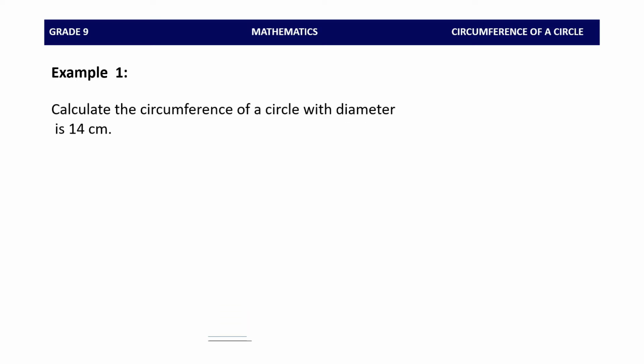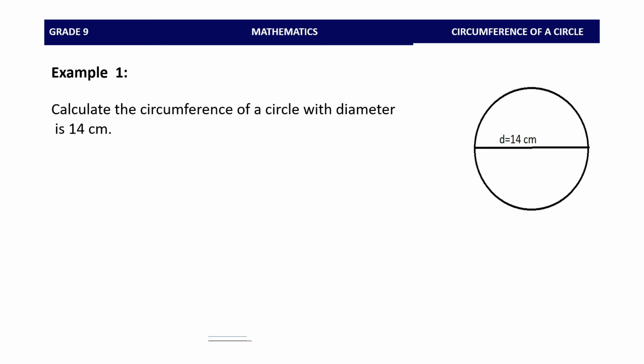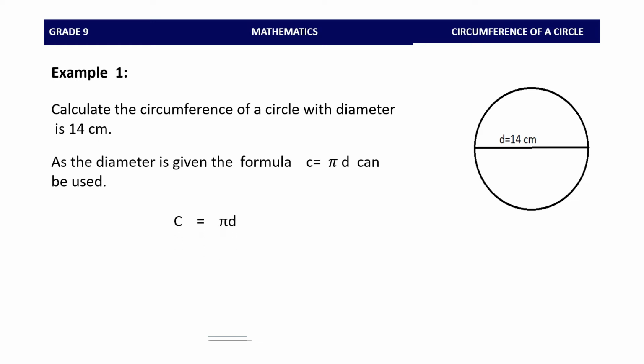Here is one example. Calculate the circumference of a circle with diameter 14 centimeters. Here's the diagram. The diameter is given to you, so we can use the formula C equals pi D for the calculations.